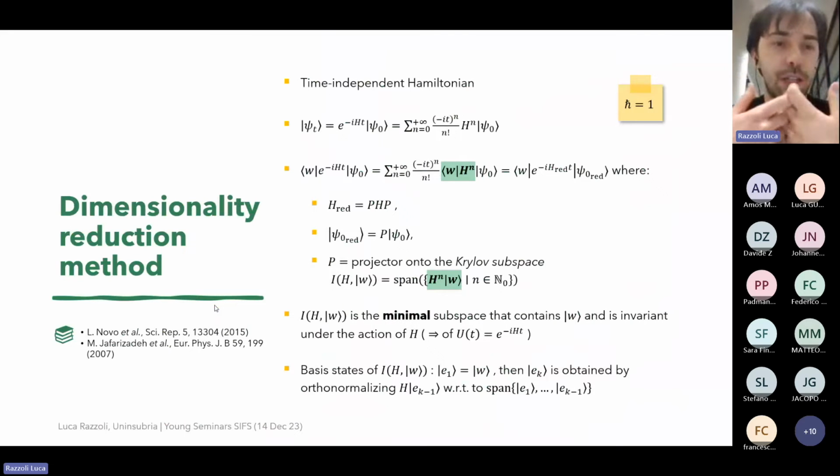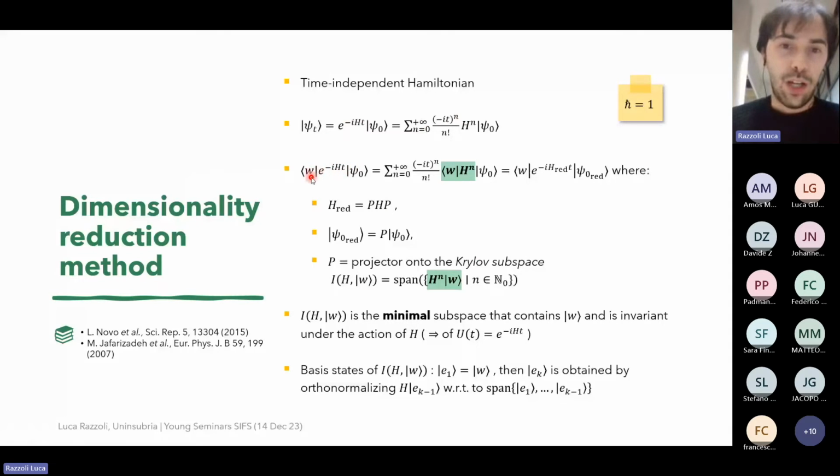In this method, it is commonly assumed that the Hamiltonian is time independent. So we can Taylor expand the time evolution operator in this way, and then we can write the probability amplitude at the node we are interested in this way, where we are considering a reduced Hamiltonian and a reduced initial state. P is the projector onto the Krylov subspace, which is defined as the subspace spanned by the states obtained by iteratively applying the Hamiltonian to the vertex state of interest.